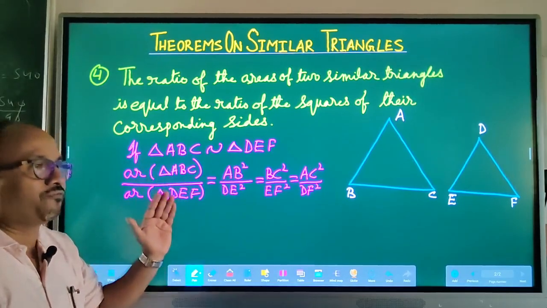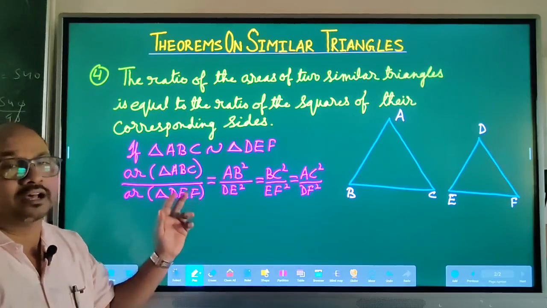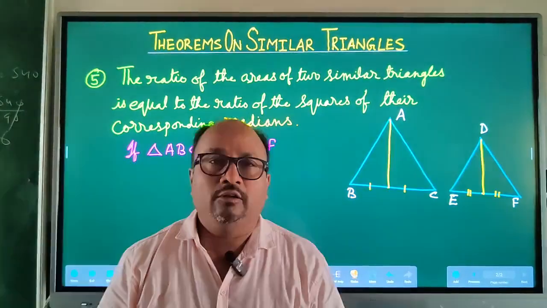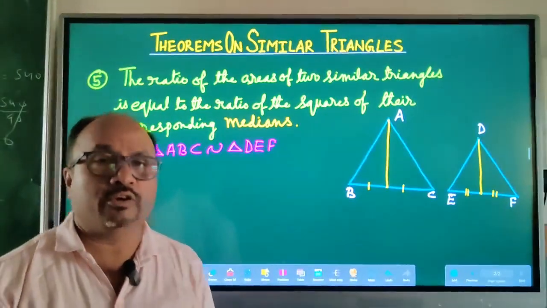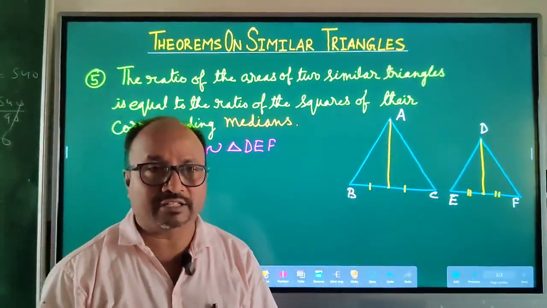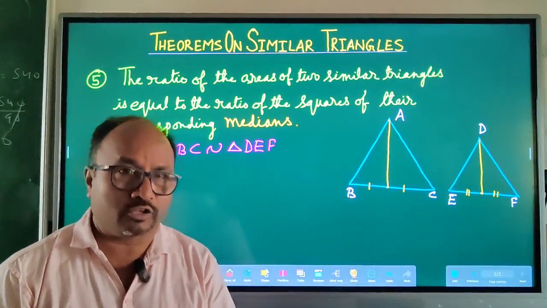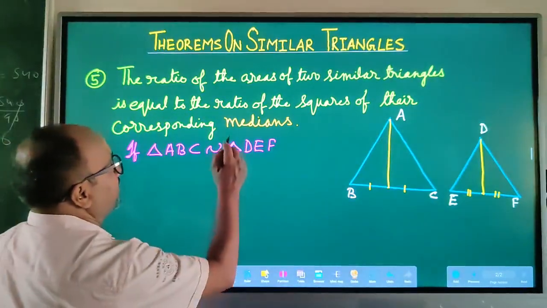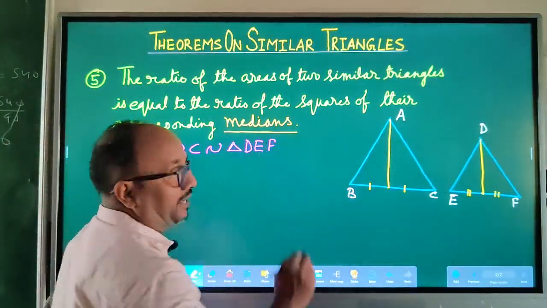Take it this side, find the square root, and then take the other number this side to solve and get the unknown side. Now we come to the next theorem, which is very much similar to the one done previously. In the previous theorem, it was the involvement of the sides. Now it is the involvement of the medians.